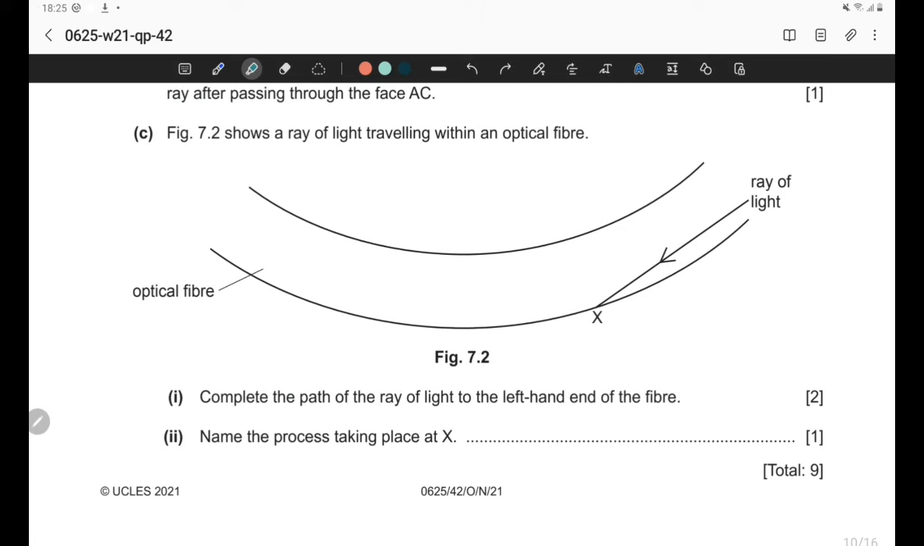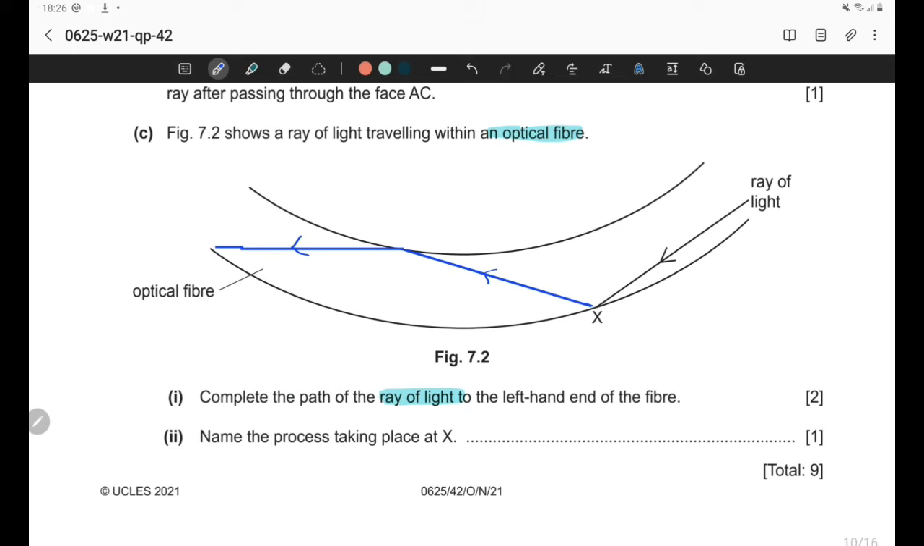Part C, figure 7.2 shows a ray of light traveling within an optical fiber. Complete the path of the ray of light to the left hand end of the fiber. So here, in order to complete the ray of the light in an optical fiber, we should know that total internal reflection is happening in optical fiber. So all the light will reflect back and again it will reflect back, and we should put arrows. So this is actually total internal reflection.